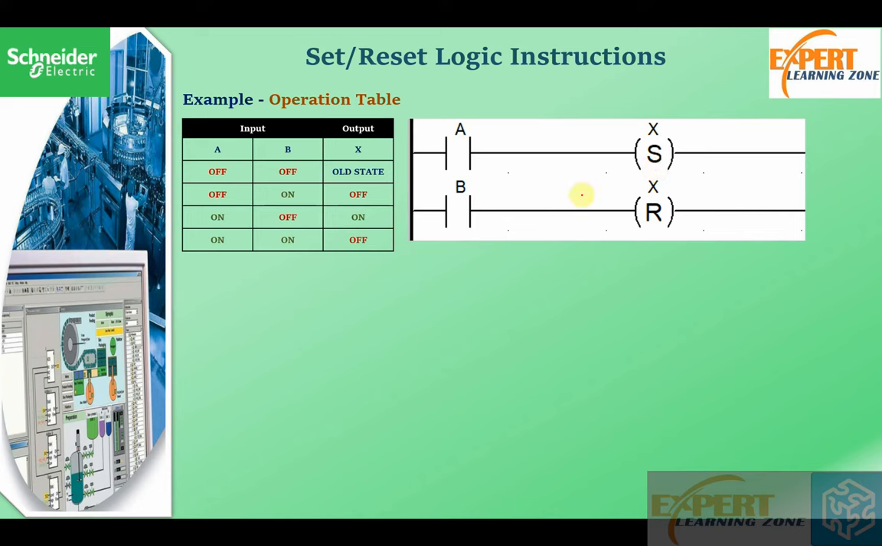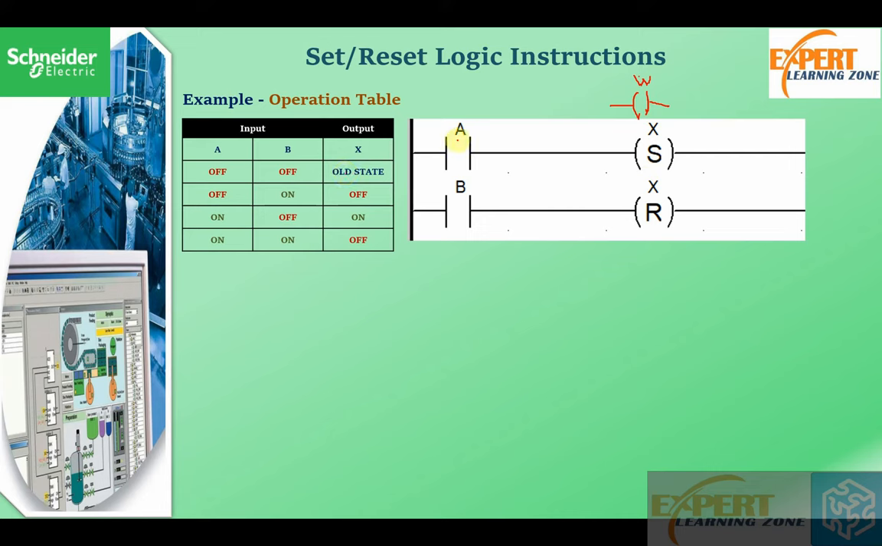It's different from the conventional coil that we saw in an earlier tutorial, which is like this. With a coil like this, we can only use it in one part of the ladder logic. You can only use it in one point. So if we have an address W, then we can only use it in one part. We can't use it at multiple places. But with a set and reset operation, we can use it at multiple places.